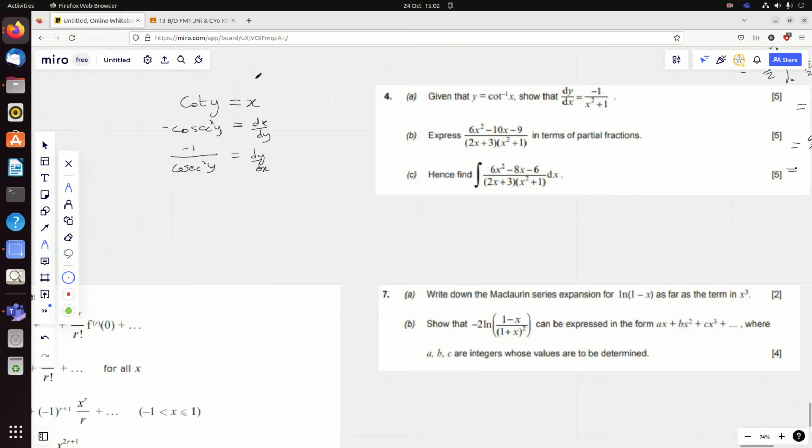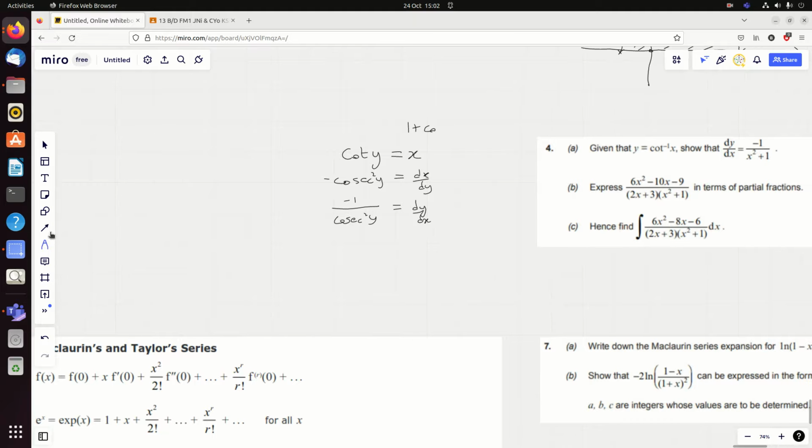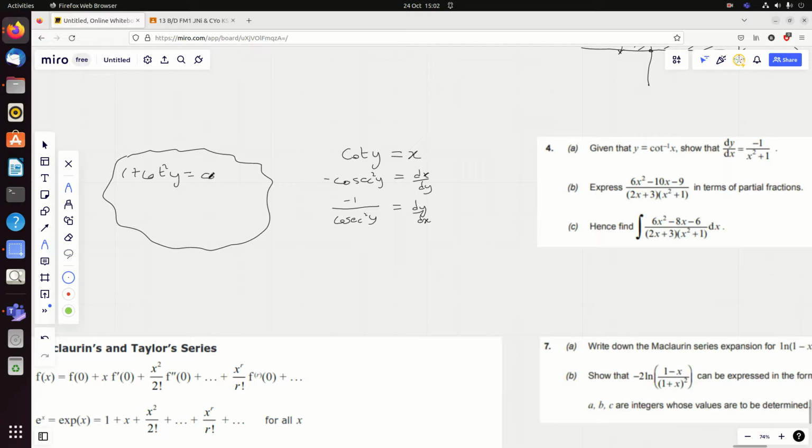Now, the secret with these questions is always a trig identity. 1 plus cot squared y is cosec squared y. And so 1 plus x squared in this case is cosec squared y. And so I've got minus 1 over 1 plus x squared for my dy by dx. And that's part A. Hope that wasn't too tricky.